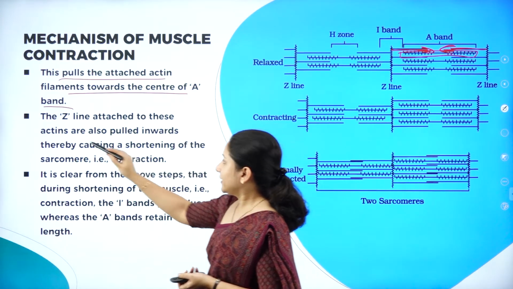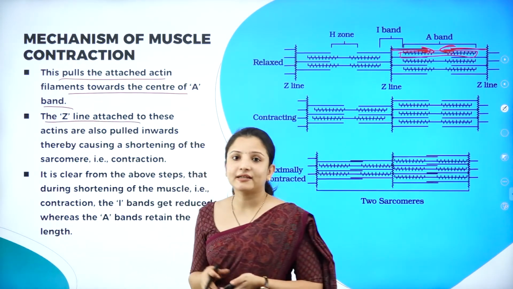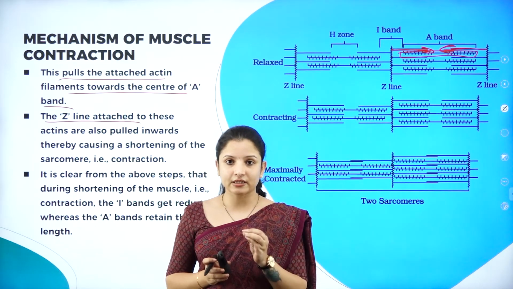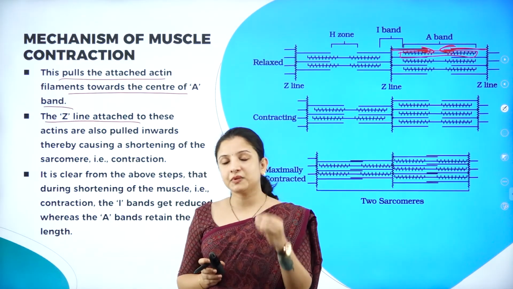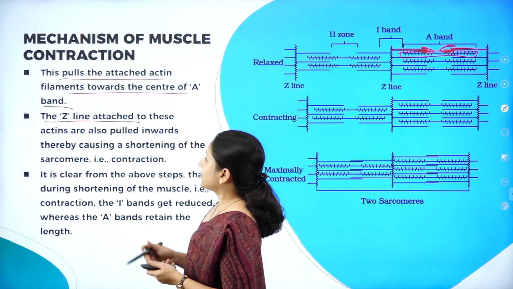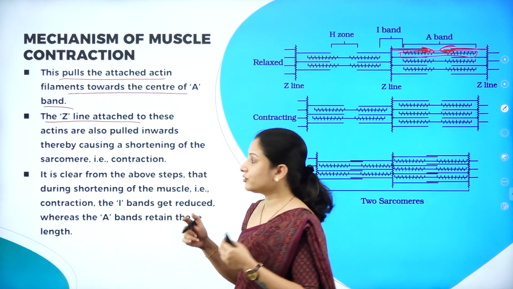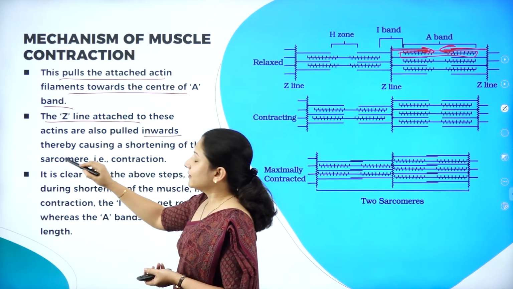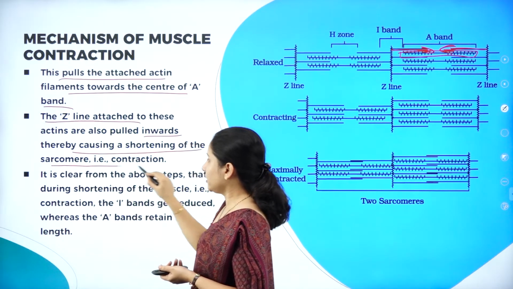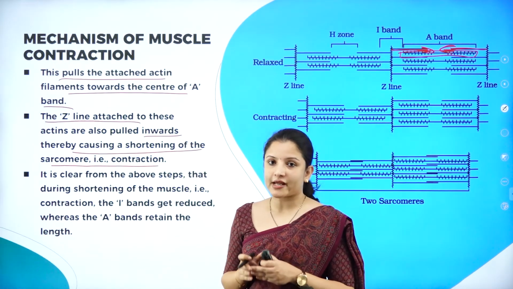So, the Z line. What are the Z lines? Z lines are the ones that are present on either side of the actin filament. Again, to understand this, please go back to the previous session and have a look at it. So, the Z line attached to these actins also gets pulled inwards. Therefore, it will shorten the sarcomere, which is called the contraction.